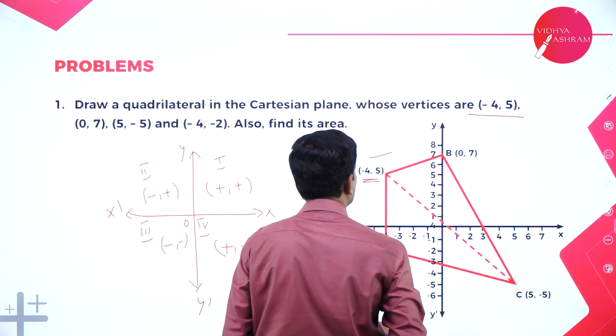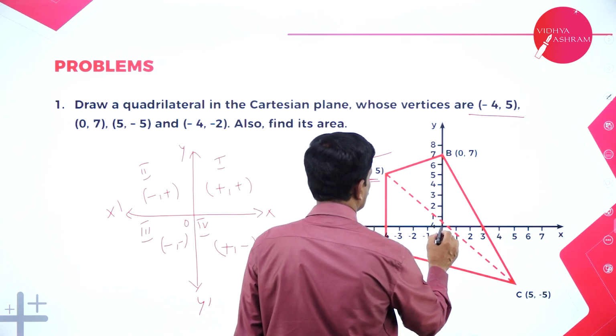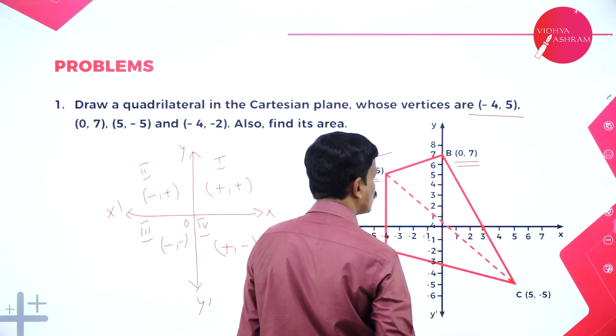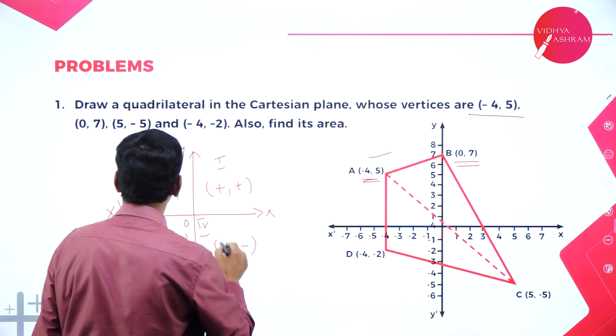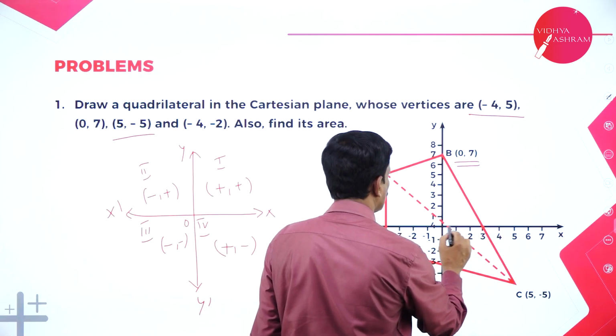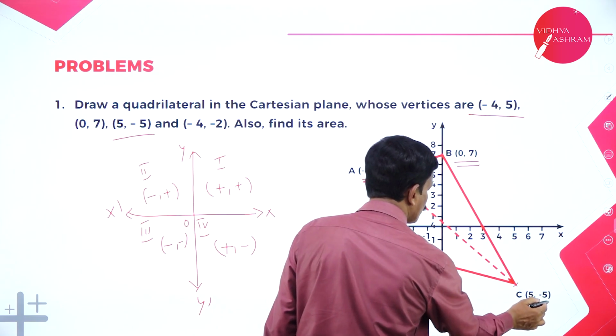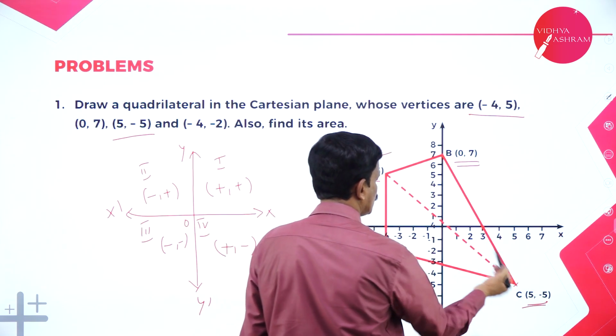Second point, then B. Let us take B, B is equal to (0, 7). So x is equal to 0, y is equal to 7, B is (0, 7). Next point, point number C. What is C? (5, -5). So x is equal to plus 5, 1, 2, 3, 4, 5, and y is equal to minus 5. So we will get (-5, -5) exactly at this point.